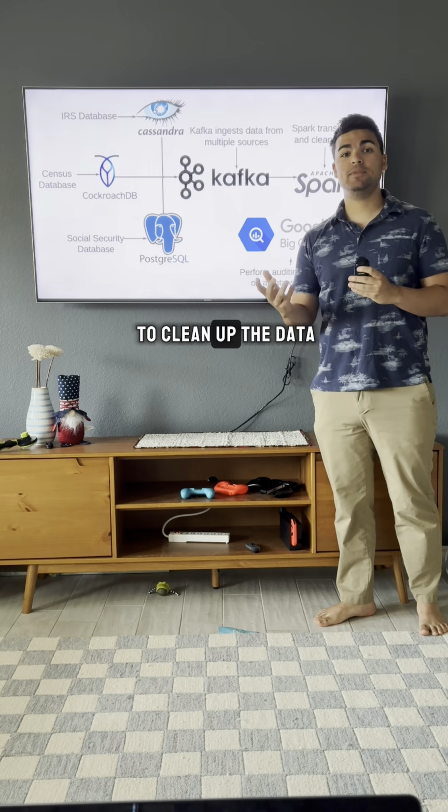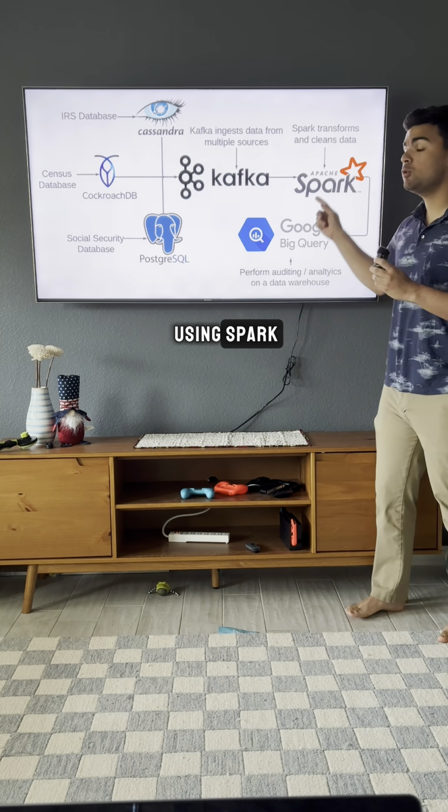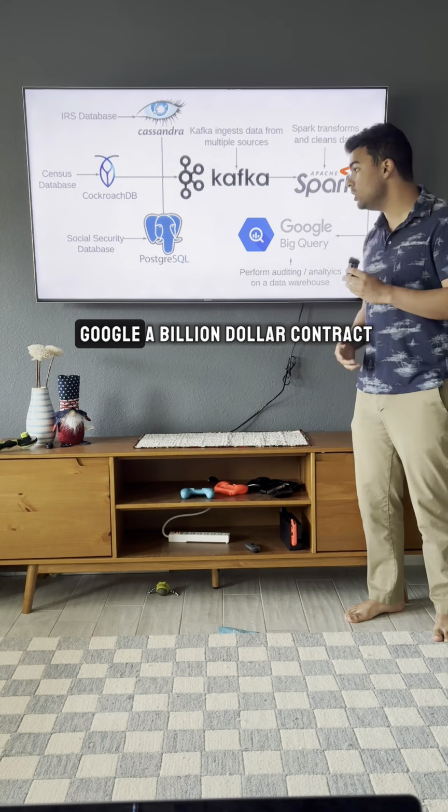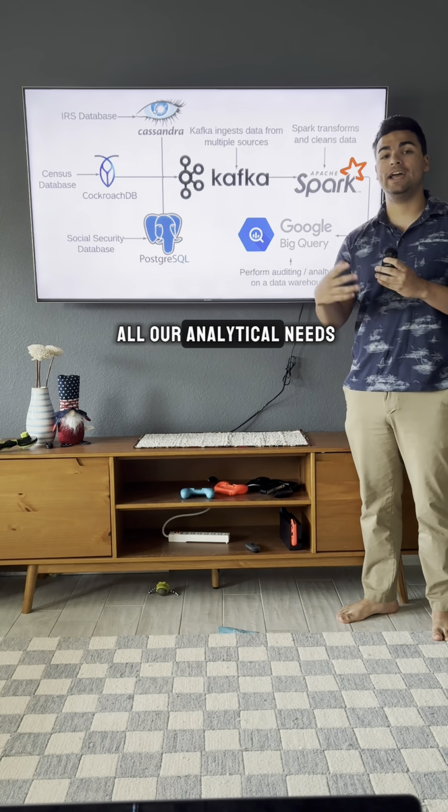Then we're going to need to clean up the data, make sure that it's in some sort of state where we can query it together. So we're going to be using Spark, which can do that all for us. And then we'll give Google a $1 billion contract to give us some government servers we can use to use BigQuery for all our analytical needs.